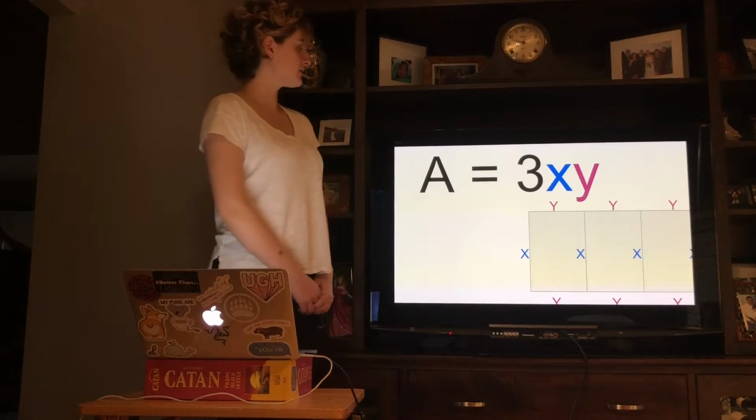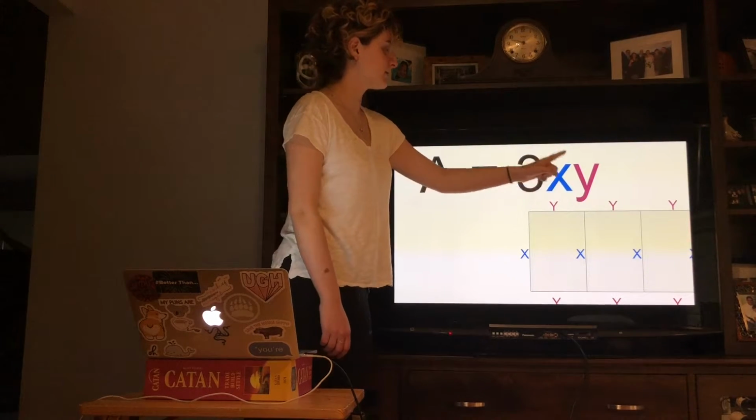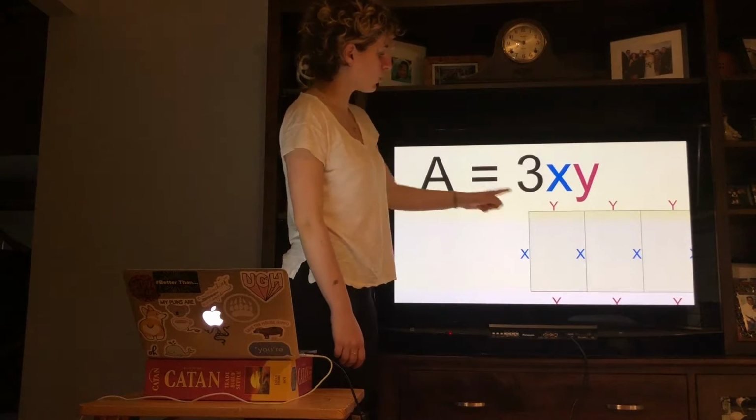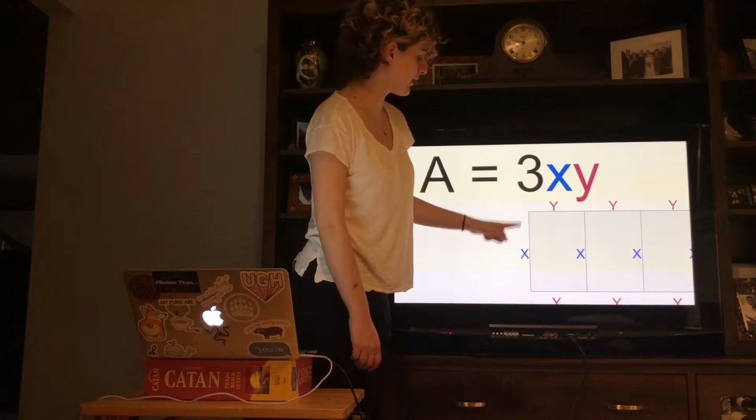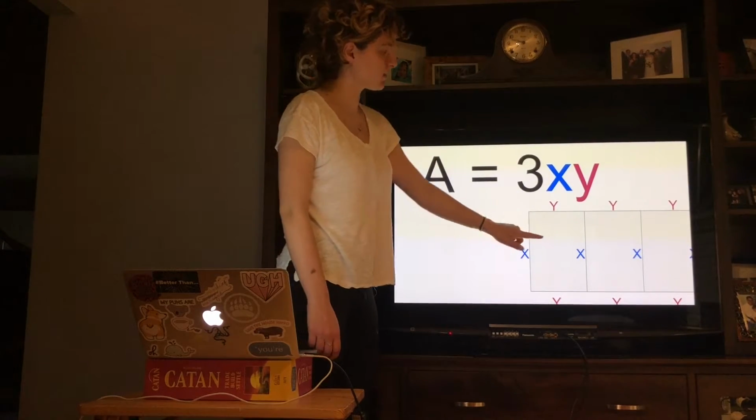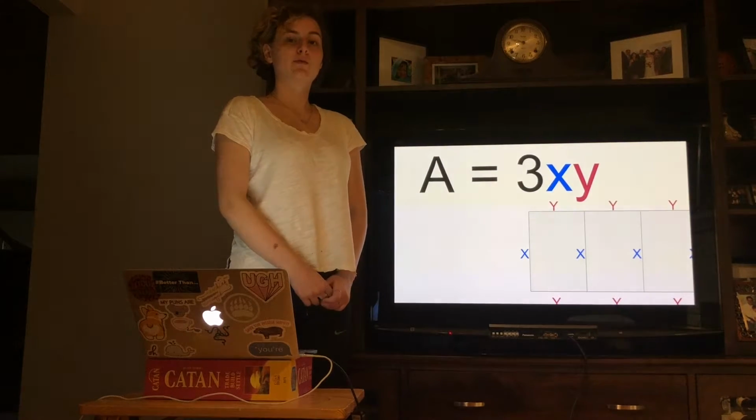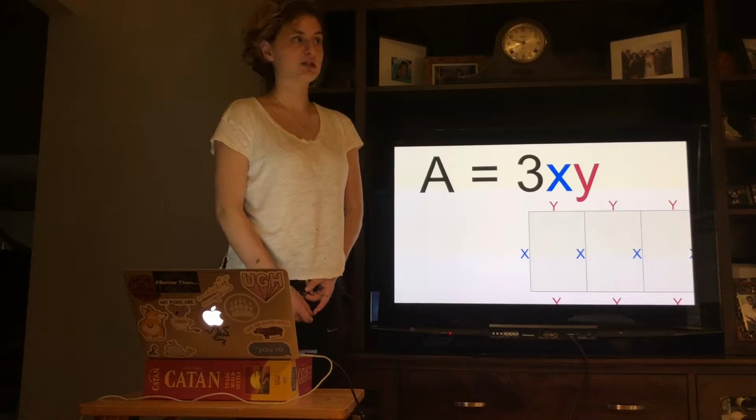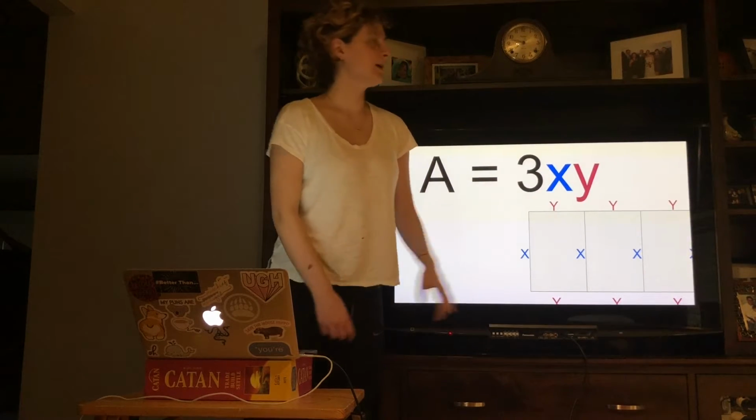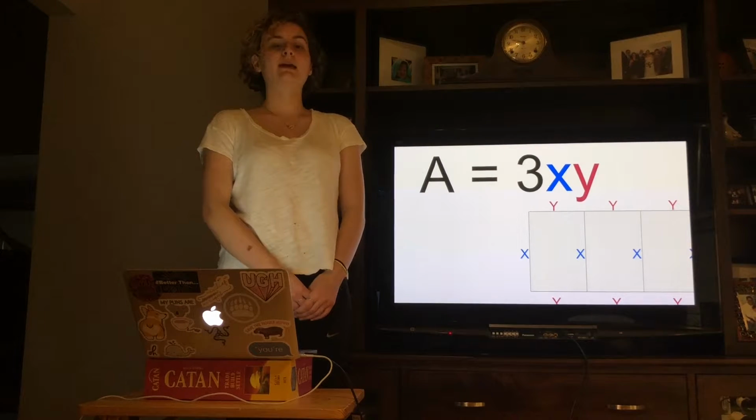The area is as follows. Area is equal to 3x times y. It is 3 times x times y because one of the small pens is 1xy, and we have 3 of the small parts, so we must multiply it by 3. As you can see throughout the whole presentation, I will be defining x as blue and y as pink. This will help keep everything in order and make it easier to understand.